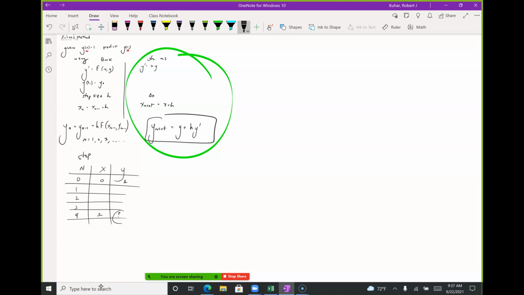So I need to figure out h. How do I get from 0 to 1 in 4 steps? Well, I got to go by a quarter, right? 0 to 1, it goes by quarters, right? So again, delta x here is 1 minus 0 divided by 4. That's 1/4. That's my h, right? So I can already see I'm going to go 0.25, 0.5, 0.75. That easy, right? Does that make sense?